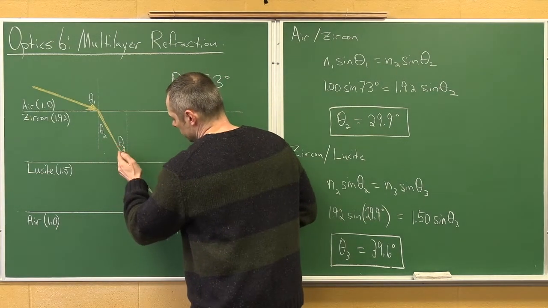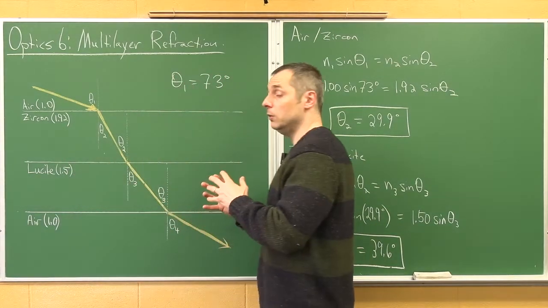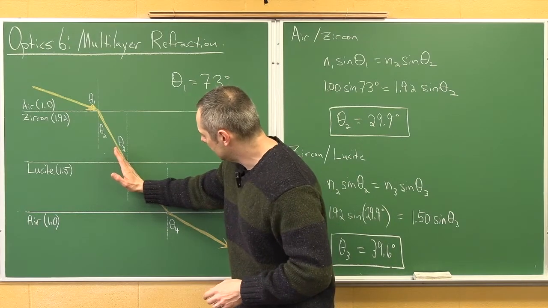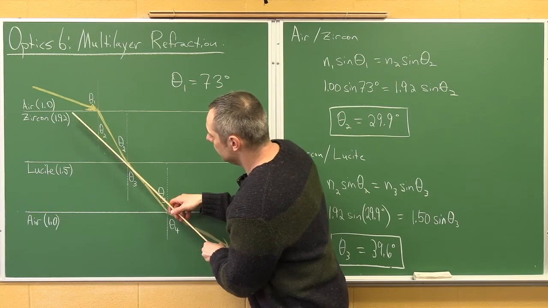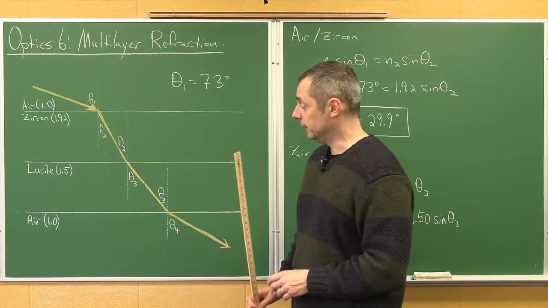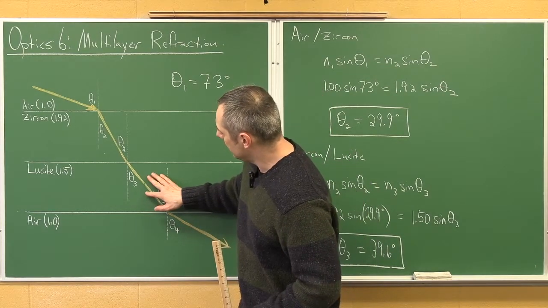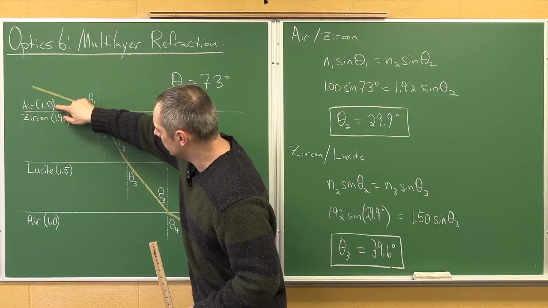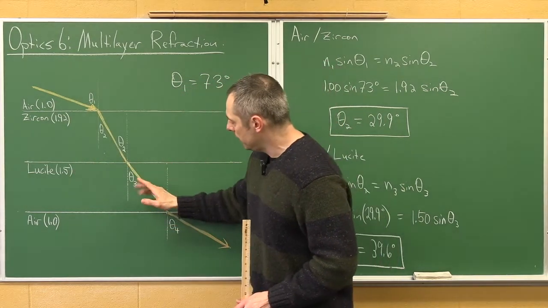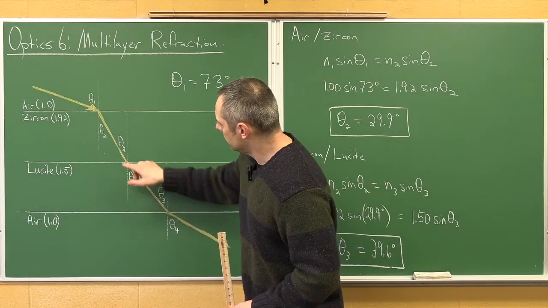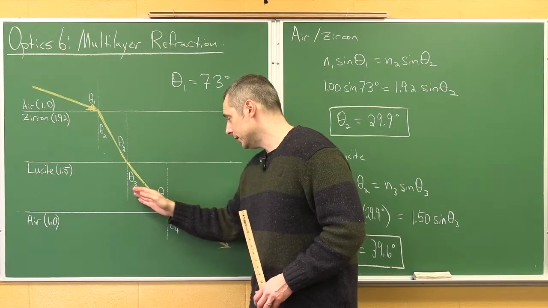Now it comes here and strikes this material. Now we're going from zircon 1.92 to 1.5. So we're going to a lesser index. So instead of the light going in a straight line, it'll now bend away from the normal. Smaller index, larger angle. However, you have to know that it will not bend as radically as the air because the index of air is 1. This is 1.5. So it'll bend away from the normal, but with an angle somewhere between this angle and that angle. And we're going to calculate it's going to come out to around 40 degrees.